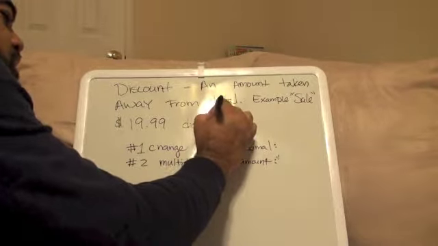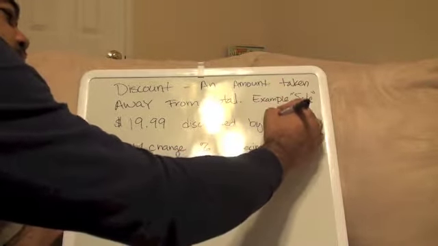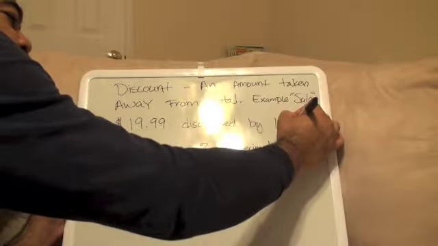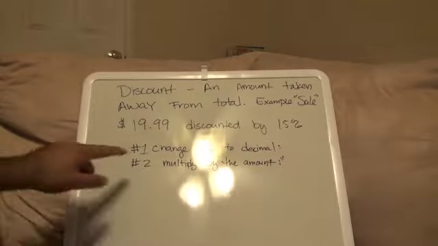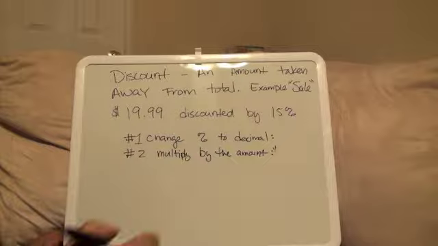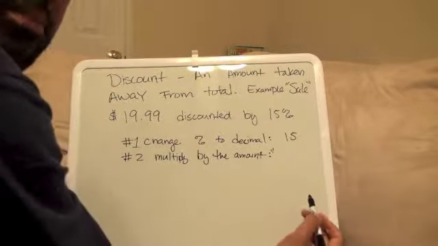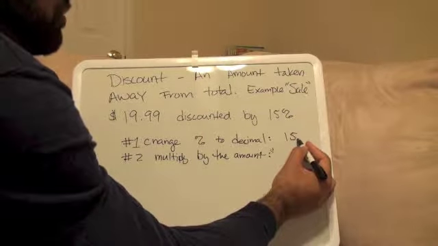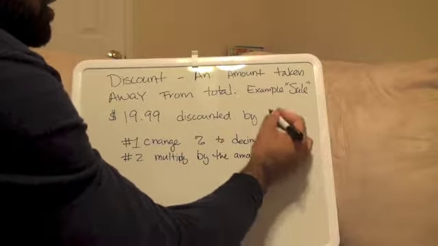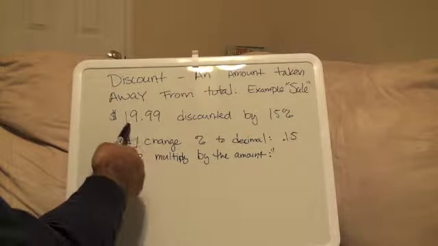So discounted by 15%. 15% off. So step 1, I'm going to change my percentage to a decimal. I'm going to rewrite my same number, 15. Take my pencil tip, 1, move it 2 spaces to the left, 1, 2. Does it look the same? Yes, it does. And I'm going to multiply by the amount. What's my amount? $19.99.